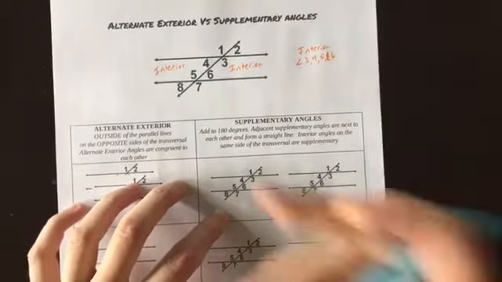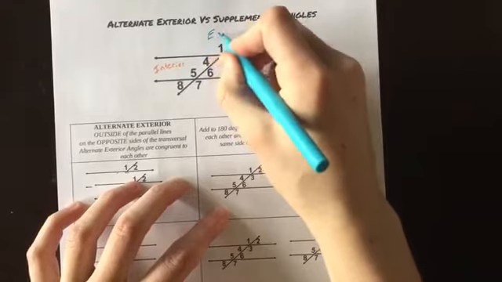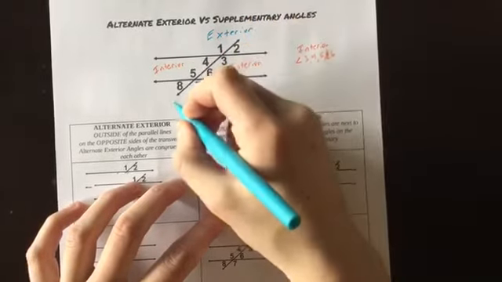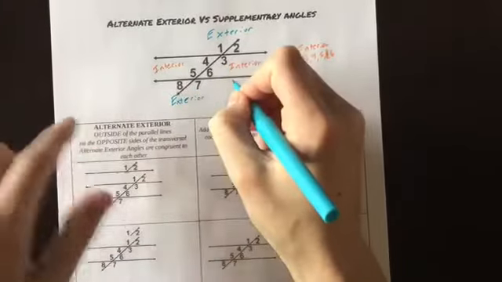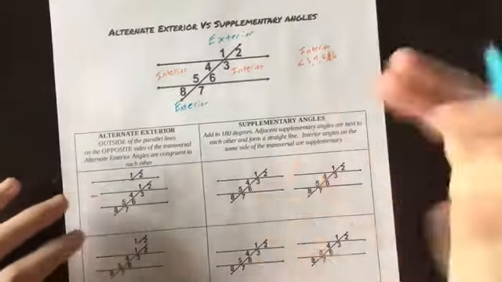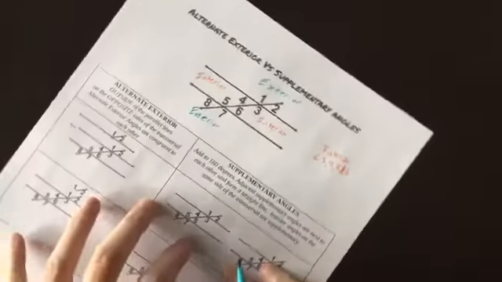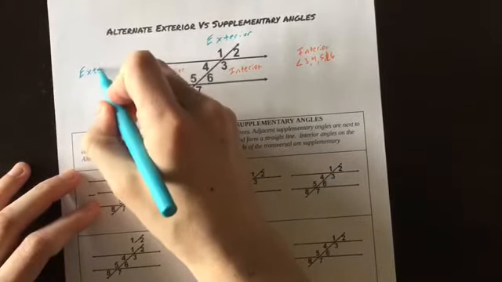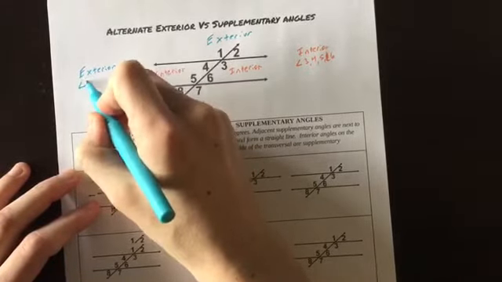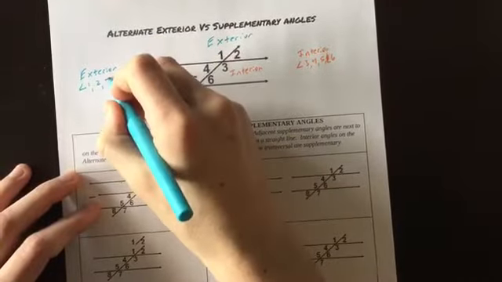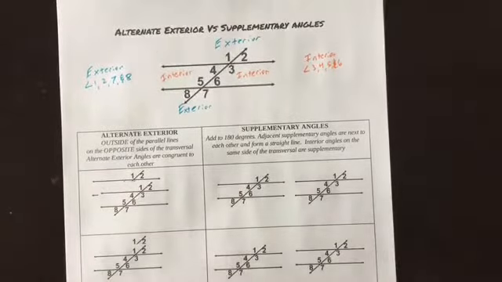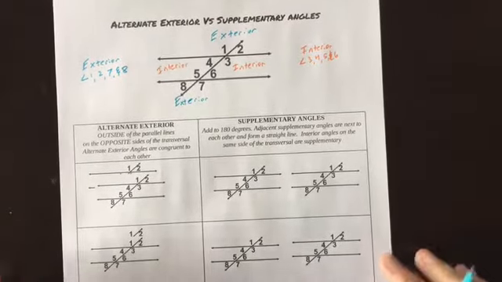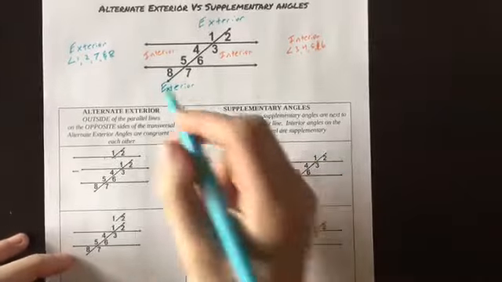Our exterior angles are going to be on the outside of our parallel lines. I think of those kind of as the free angles. They're unrestricted from the parallel lines. They're on the outside. And again, no matter how you rotate it, it's still on the exterior. So our exterior angles would be angles 1, 2, 7, and 8.